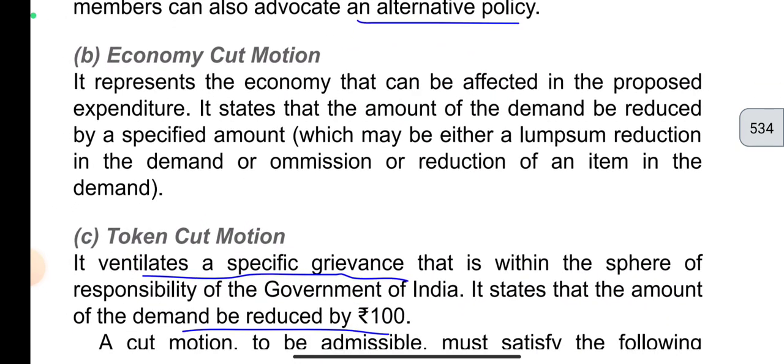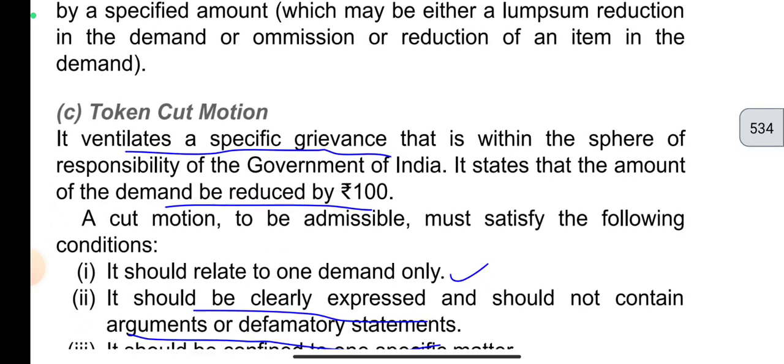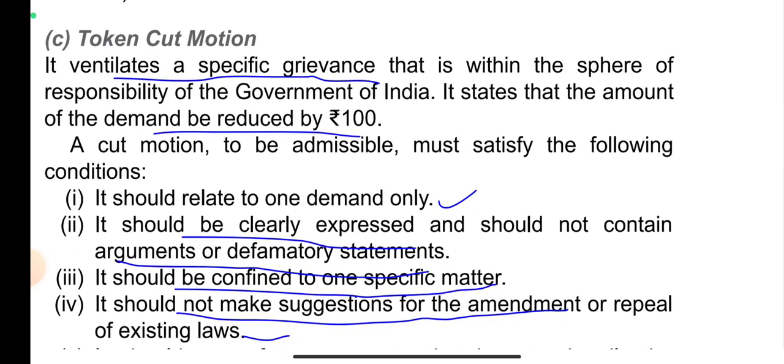It represents the economy that can be affected in the proposed expenditure. It states that the amount of the demand be reduced by a specified amount, which may be either a lump sum reduction in the demand or omission or reduction of an item in the demand. Token cut motion. It ventilates a specific grievance that is within the sphere of responsibility of the government of India. It states that the amount of the demand be reduced by 100. That is token cut motion.